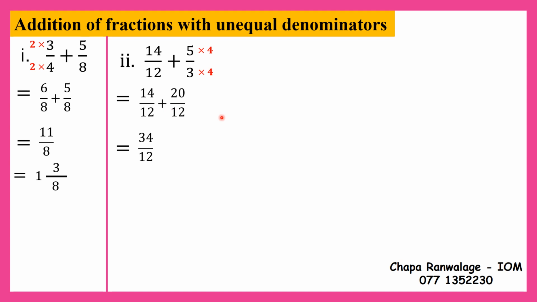Why? Because the numerator is larger than the denominator. Again we have to convert them into mixed number. So how many 12s are there for 34? How many 12s? 12 times 1, 12. 12 times 2 is 24 and 12 times 3 is 36. This one is passed, no? So we can take only 2 12s. So whole part is 2, and 2 times 12 is 24. To obtain 34, we have to add another 10.